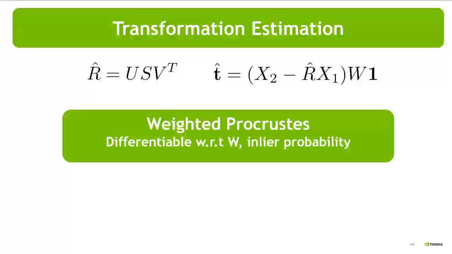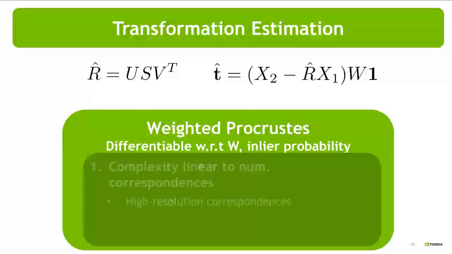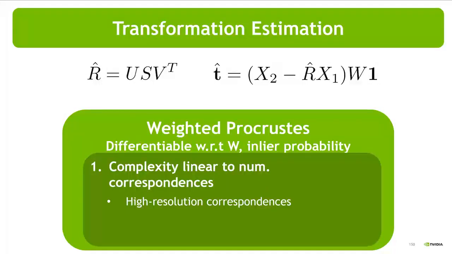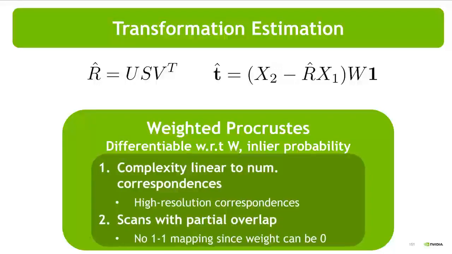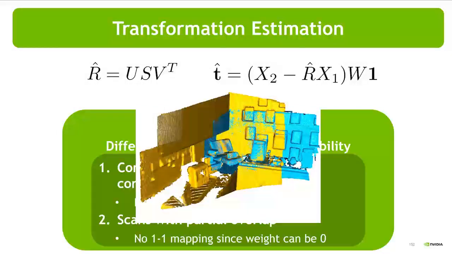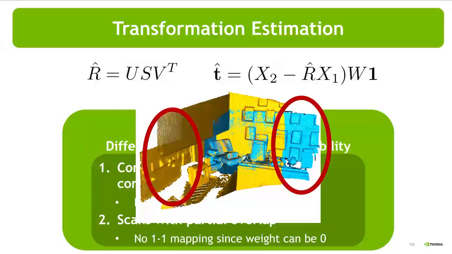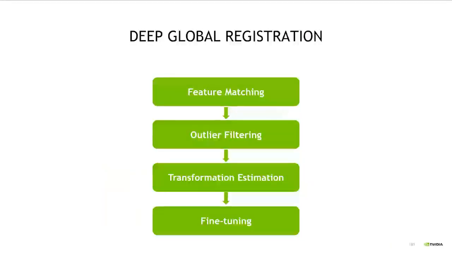And this weighted Procrustes has a couple of advantages. First, as we pass gradients through the weights, we can train the network in an end-to-end fashion. And also, since the complexity is linear to the number of correspondences, we can process many correspondences efficiently. Second, we can assign 0 to weights and remove correspondences effectively, which is important when we have regions that have no overlap, like the highlighted regions in circles. Given the transformation estimate from the weighted Procrustes, the fine-tuning model further optimizes the pose for robust and accurate alignment.